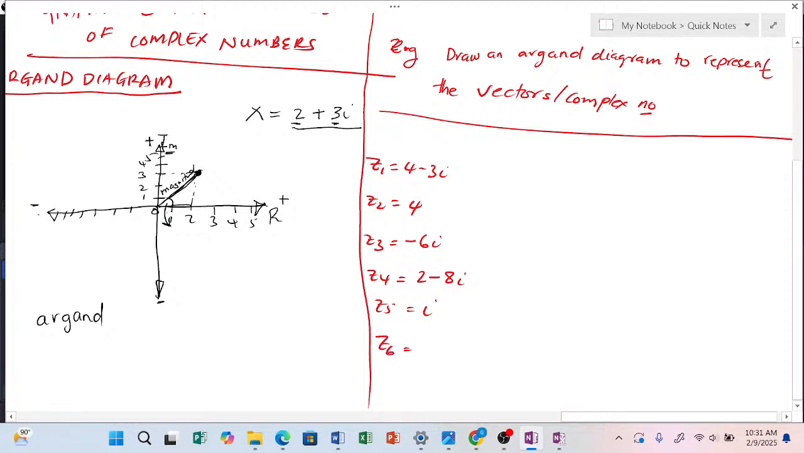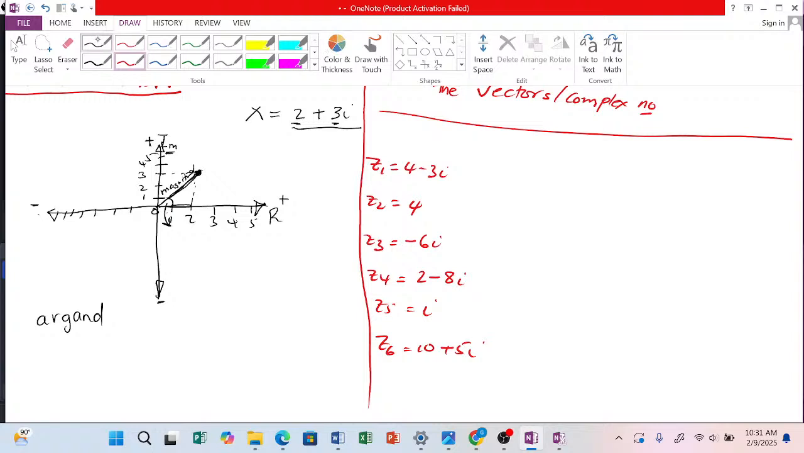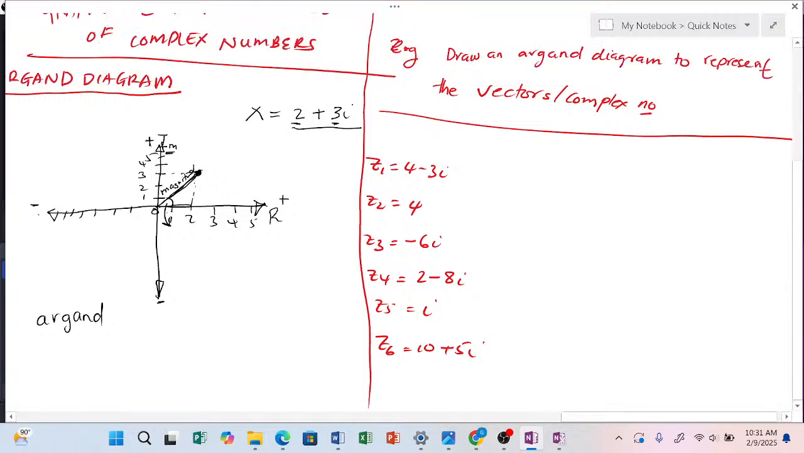Z6 is, let's say, 10 plus 5i. So we have these complex numbers to represent on the Argand diagram. So let me draw my Cartesian plane here. Now let's pay attention here. Okay, just take the question.